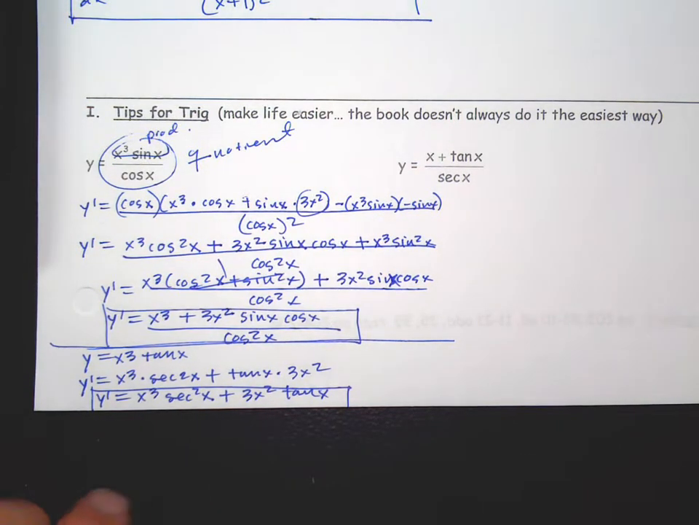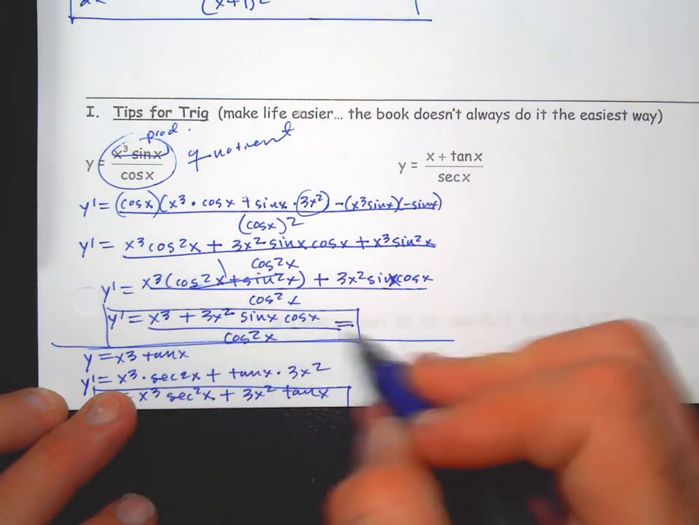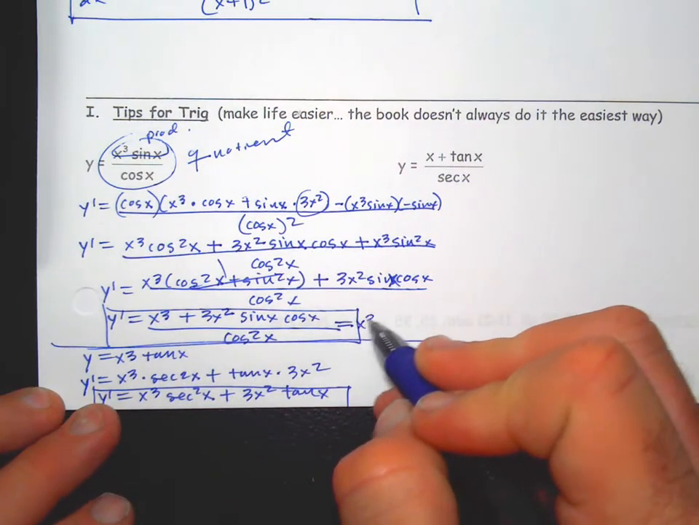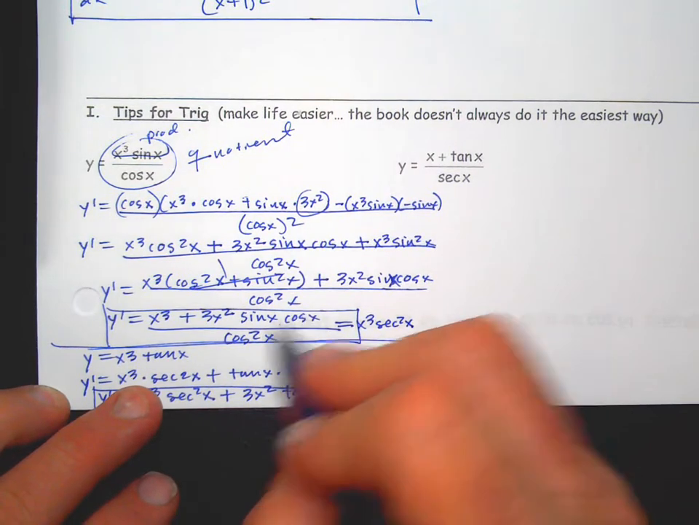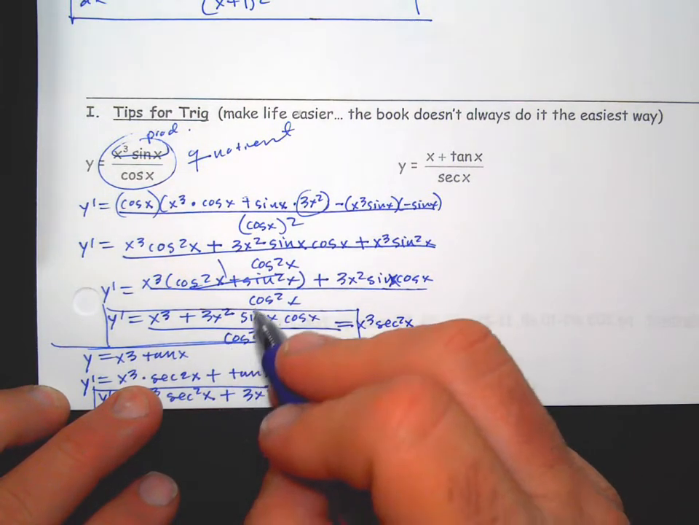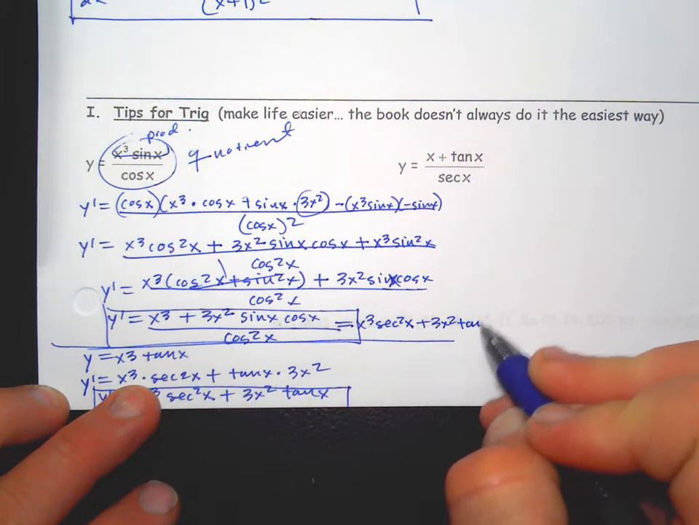Now, by the way, if you were to distribute this cosine squared here, guess what you get? X cubed over cosine squared is the same thing as x cubed secant squared. And here, one of the cosines cancels with one of the cosines here, and you have sine over cosine, so that'd be 3x squared tangent x. So it's the same answer.